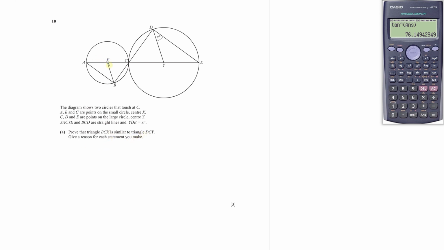So BCX is this triangle, and DCY is this triangle. So we can first see that angle BCX, this angle and this angle are equal. So angle BCX equals angle DCY because they are vertically opposite angles.